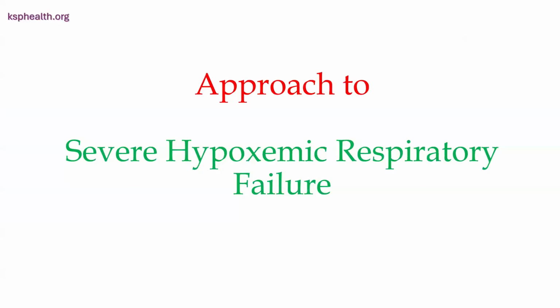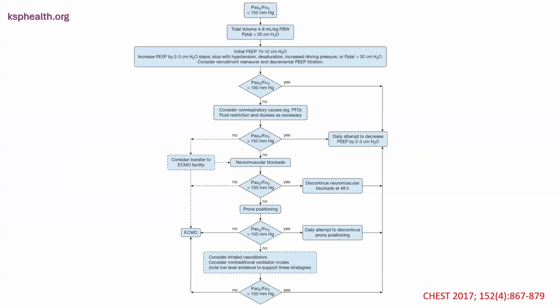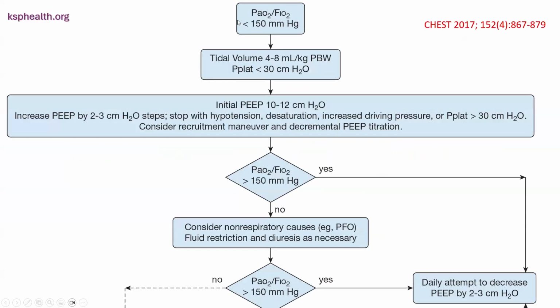How to approach severe hypoxemic respiratory failure. When the PF ratio is less than 150, even though it's defined as 100, most centers use 150 for severe hypoxemia. Tidal volume, make sure it falls in 4 to 8 ml per kilo of predicted body weight. Plateau pressure has to be less than 30. Initial PEEP, in severe hypoxemia, start with 10 to 12.